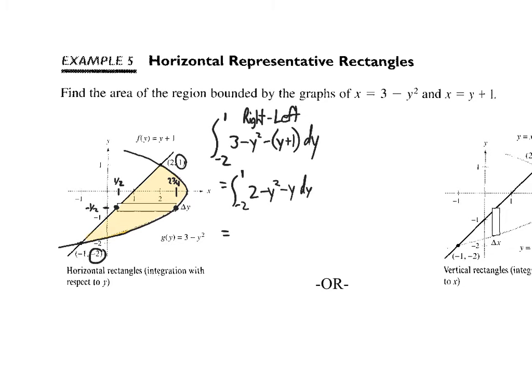And that's going to give us 2y minus y cubed over 3 minus y squared over 2 evaluated from negative 2 to 1. Student: Mr. Hickson, why are we using the y value instead of x value for the 1 and negative 2?